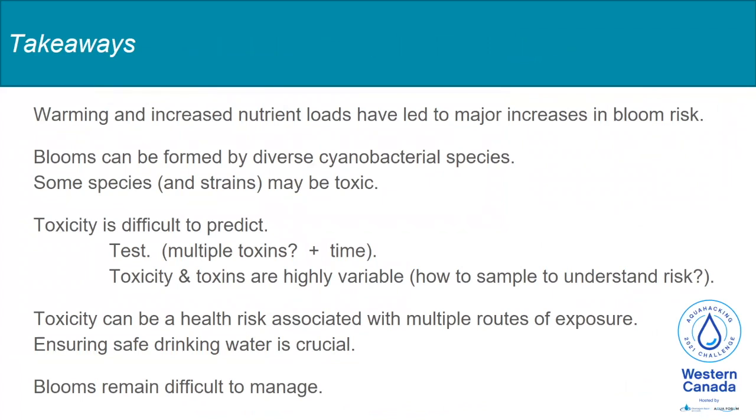Here you have it. Warming and increased nutrient loads have led to major increases in bloom risks. And these blooms can be formed by any one or a mix of a large number of species. They can have a variety of negative impacts on an ecosystem, and some of them, associated with cyanobacteria or blue-green algae, can be toxic. This toxicity is very difficult to predict. You can test, but then you need to ask if you're only concerned about microcystin, which tends to be the most common, or whether you're concerned about other toxins. And then you have to wait for results. And you have to account for the fact that these toxins and toxicity can vary in time and space.